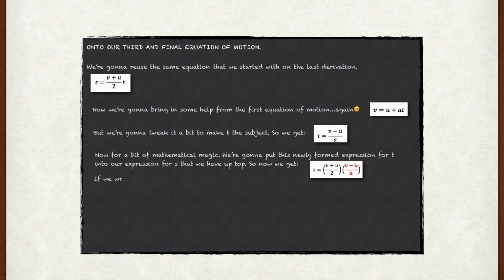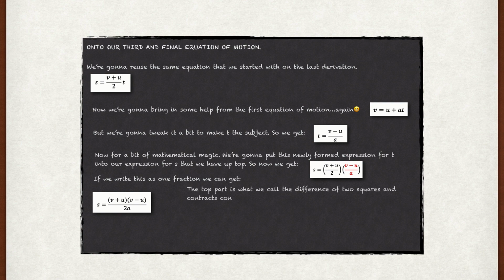All right, so if we write this as one fraction, we can get that s is equal to v plus u times v minus u over 2a. That's one fraction. Now the top part of that is called the difference of two squares, and it conveniently contracts to give us s is equal to v squared minus u squared over 2a.